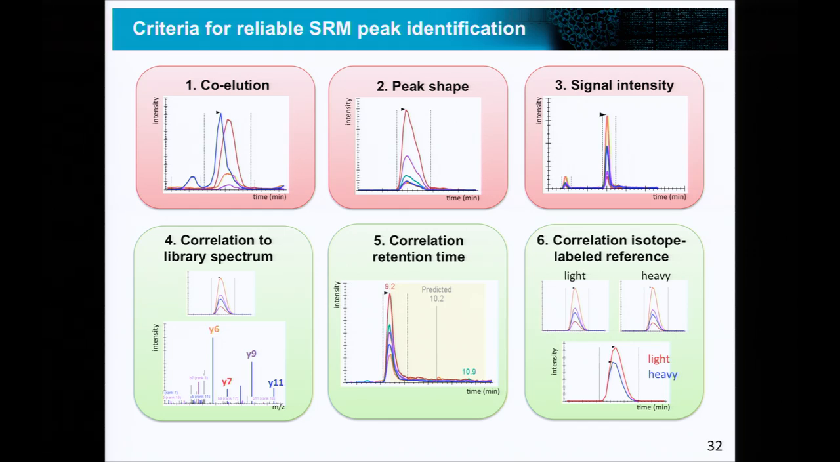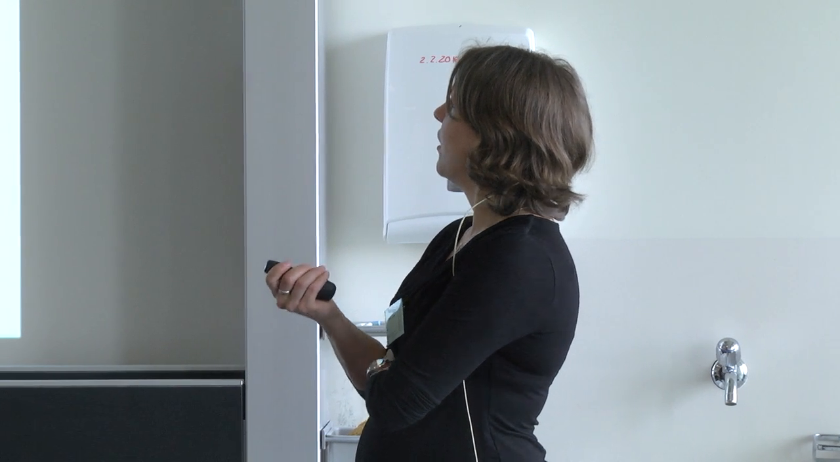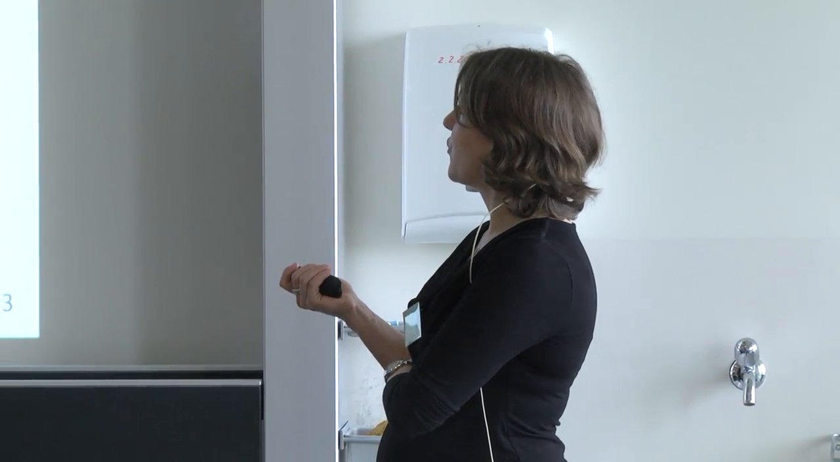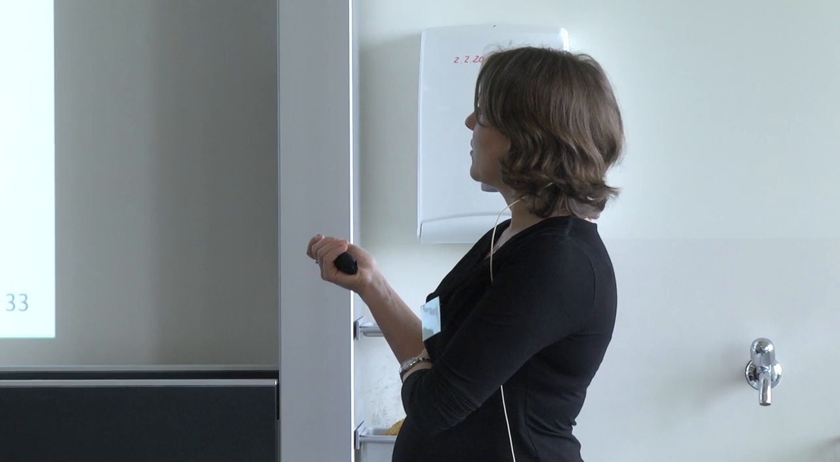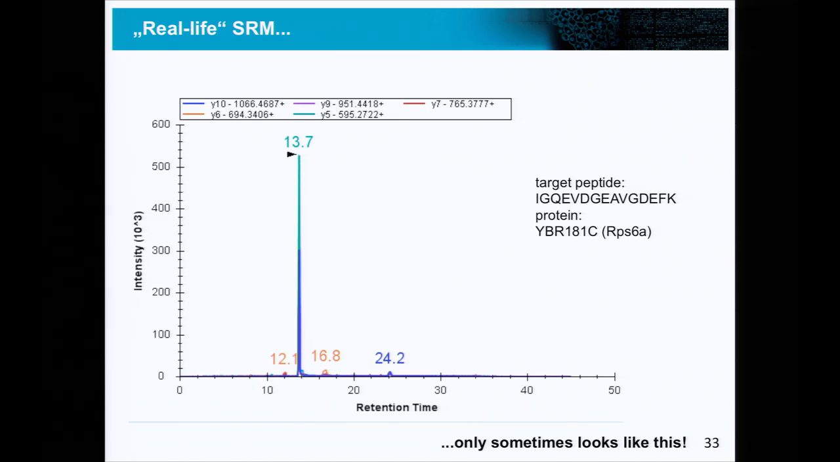Okay, and now on the next slides I would like to practice a bit these 6 criteria with you based on some real data. Okay, so let's first have a look at a very nice example. So this is data from myself where I was targeting a protein in a yeast total cell extract using this peptide and using these 5 different transitions.